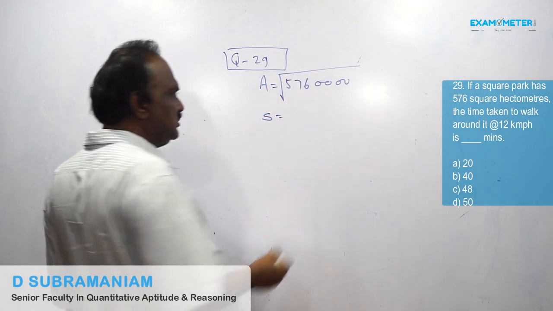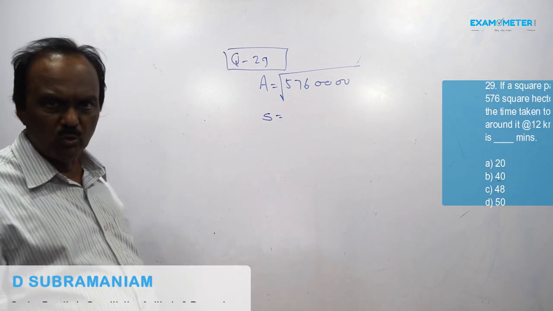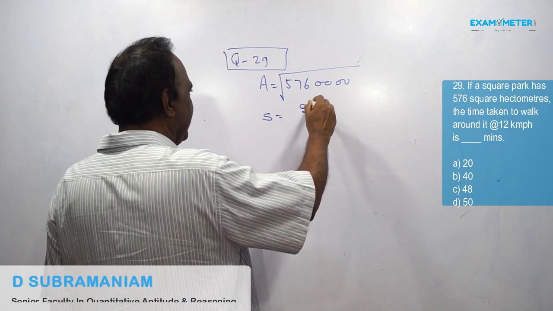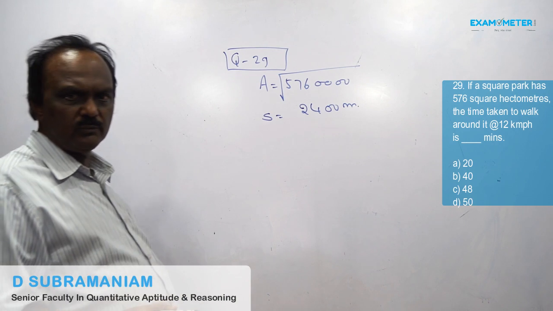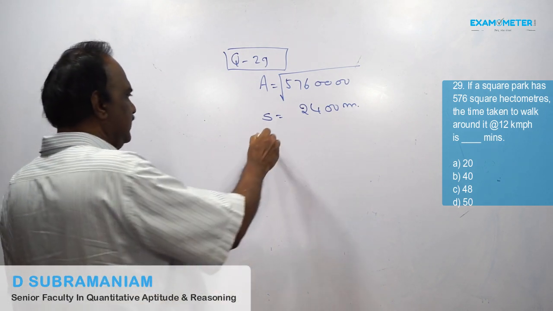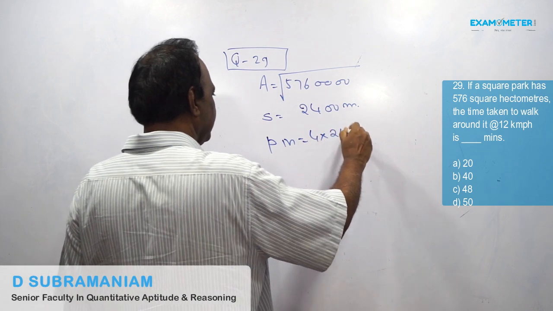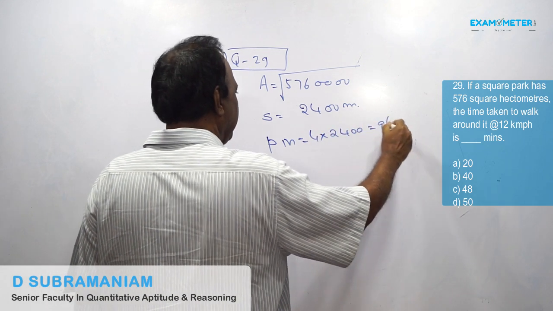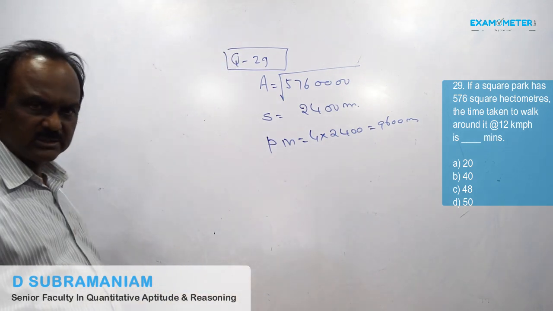Therefore, side is equal to root of the area. Root of 576 is 24. For 4 zeros, you take 2 zeros. Perimeter is equal to 4 into side. That is 9,600 meters.